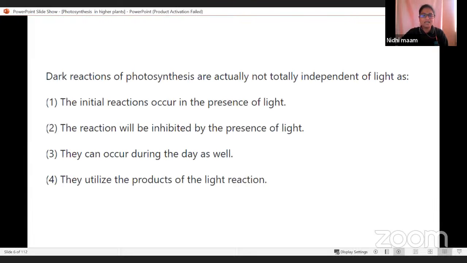Next question. Dark reactions of photosynthesis are actually not totally independent of light, as the initial reactions occur in presence of light. The reaction will be inhibited by the presence of light. They can occur during the day as well. They utilize the products of light reaction. The quick response is given by Madan Nayak. Chaitanya and Shradap Tolagi are active on YouTube. Yes, come on, guys. Shashank, yes, answered it.